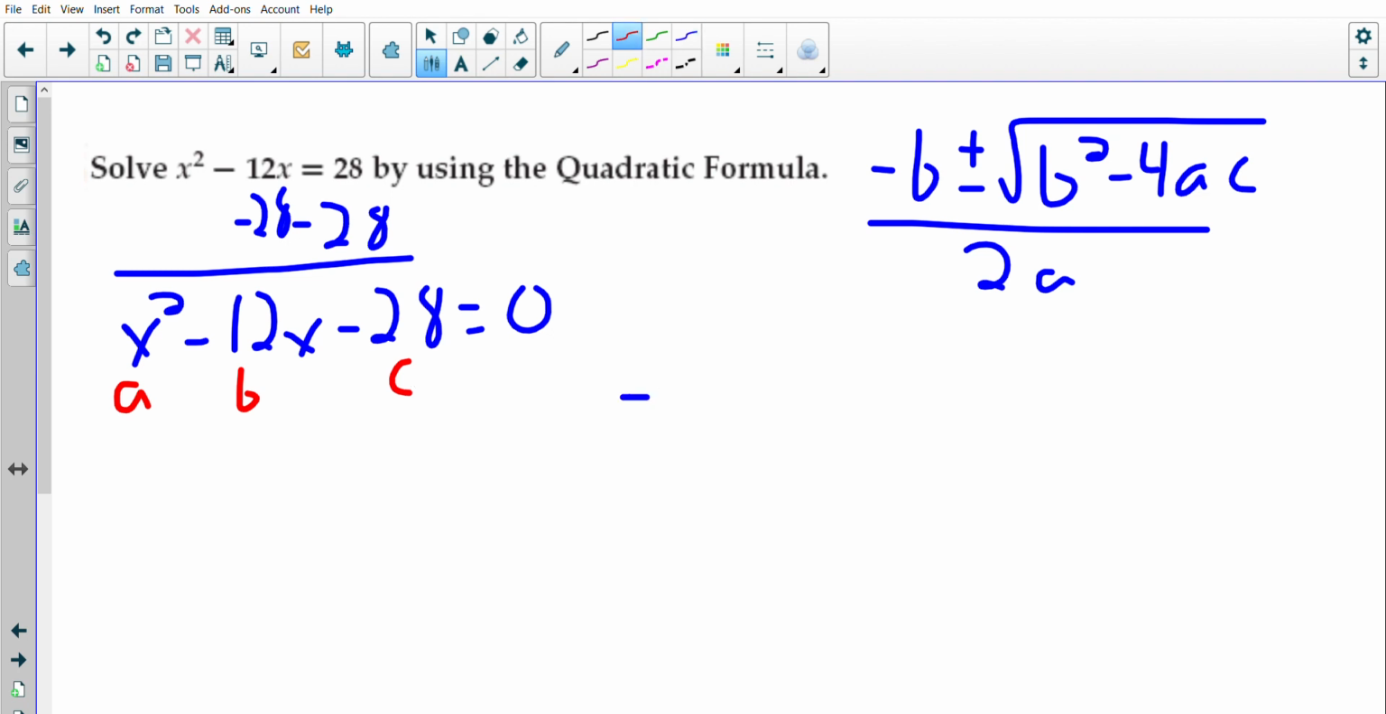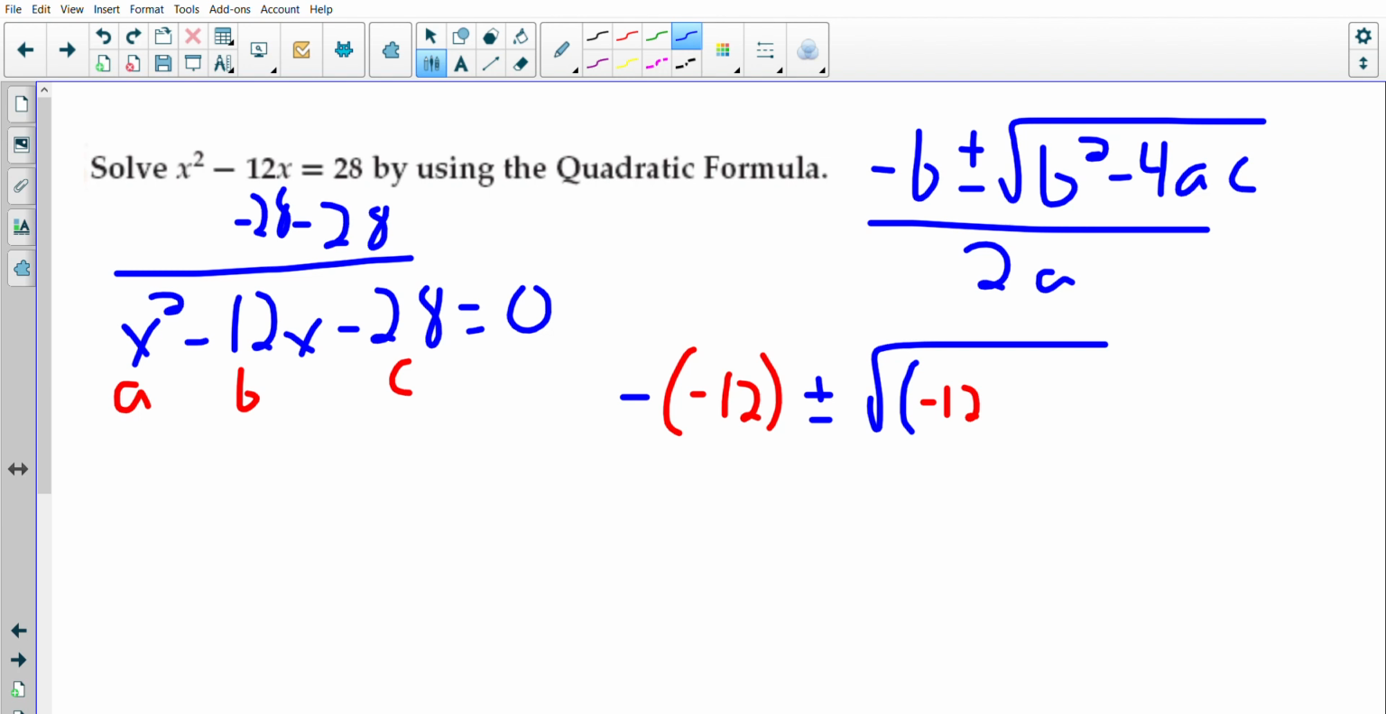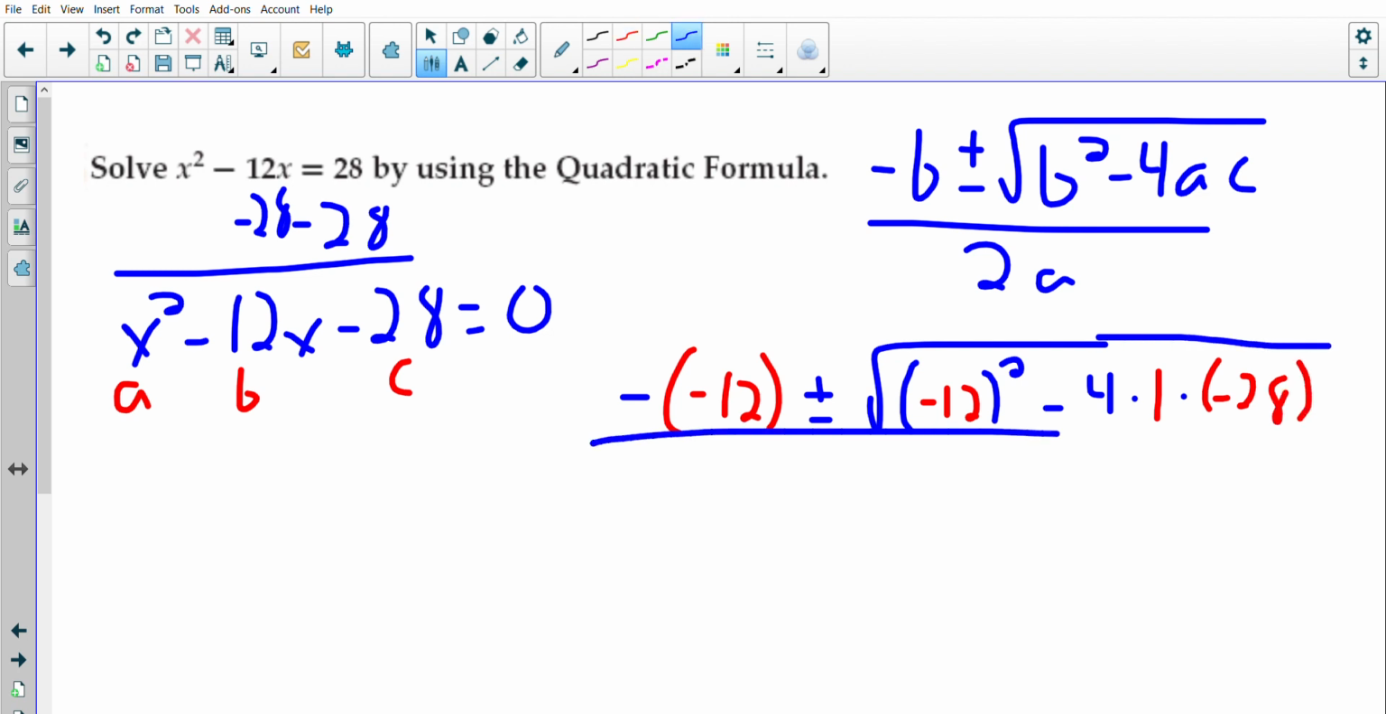Negative 12 plus minus the square root of b squared, so negative 12 squared minus 4 times a, which is just 1 in this case, times c, which is negative 28, all over 2 times a, which is 1. So there we go. We have our quadratic formula set up.